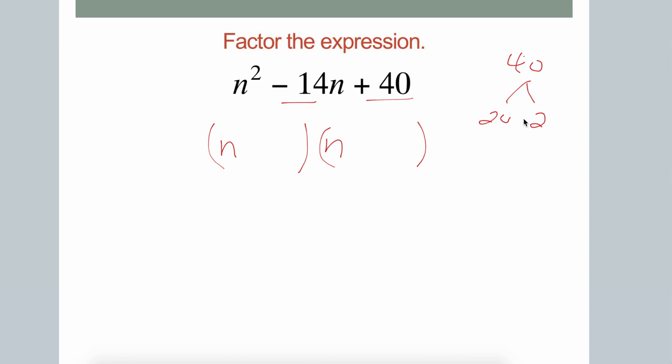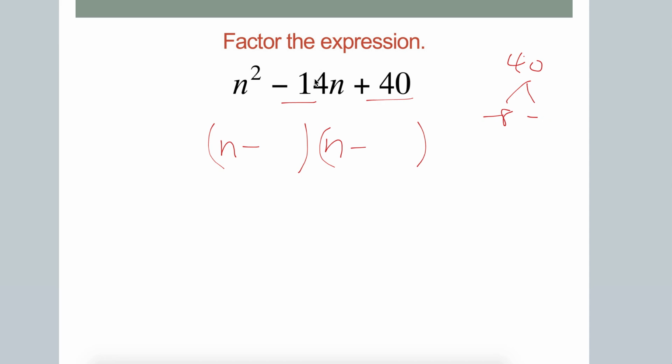So these two numbers have to both be negative in order to multiply to a positive and add to a negative. So they're both going to be negative. So we could put negatives there and negatives here. Then we just have to figure out what the actual numbers are. So let's try negative 8 and negative 5. So those multiply to 40, but when we add negative 8 plus negative 5, we get negative 13. That's not what we want.